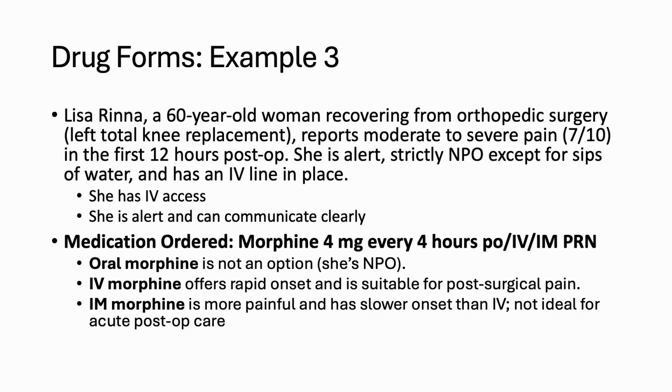Another example, Lisa Rinna, she's 60. She had a knee replacement. She's having 7 out of 10 pain. She's alert. The doctor has said strict NPO, which means nothing by mouth, except for sips of water. And she has an IV line in place. She has access. She's alert and can communicate. When a nurse says she has IV access or she has access, it means that her IV is working. So the doctor has ordered morphine 4 milligrams. I can give it PO, IV, or IM as needed.